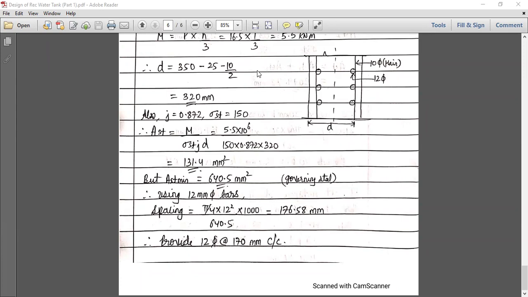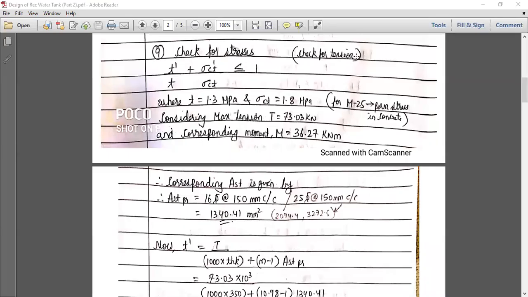So now let us move on to the next step. All of you quickly perform this check now. We have the last 9 minutes remaining. So quickly perform this check and let us complete this problem. What is the value of T here? For M25, this will remain the same. 1.3, and sigma CT will be 1.8 for M25.